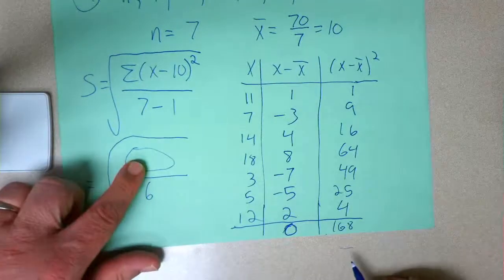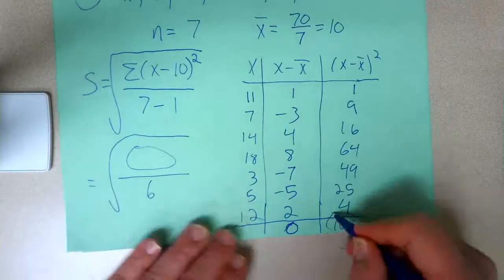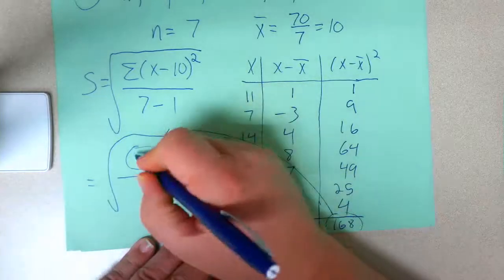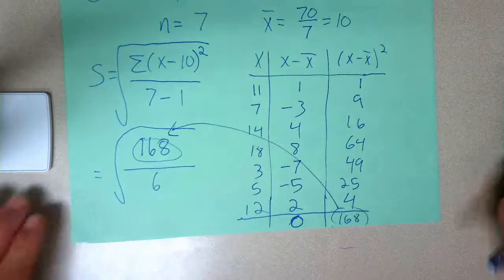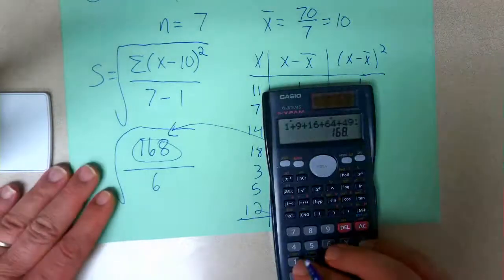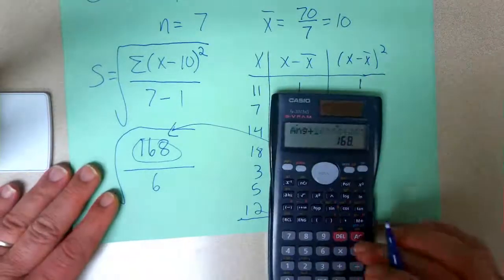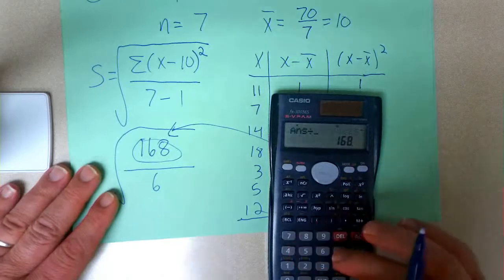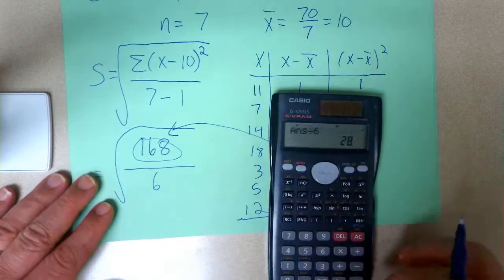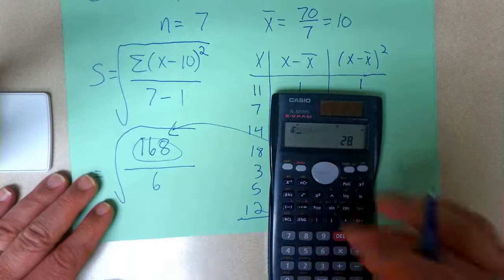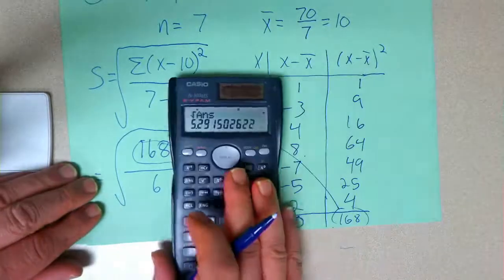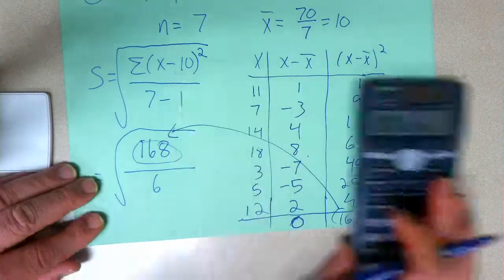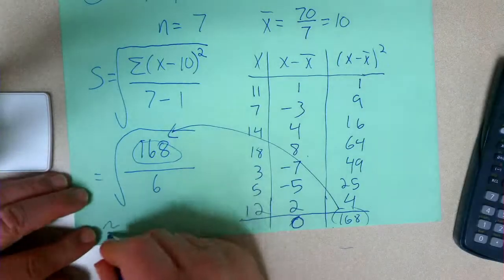That's what goes right over here. Okay? So this is going to go up into my formula like that. And now, finally, to finish the calculation, I take the 168, I divide that by 6, and then I take the square root of the answer, and I get 5.3, if I use the rounding rule, round to the tenths place.